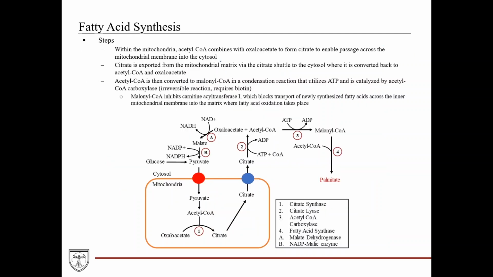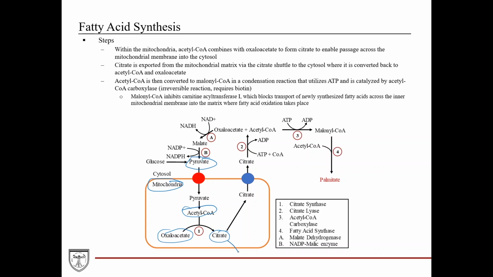So now we'll go through the 2 phases of fatty acid synthesis, or the steps. The first phase here is you've got pyruvate that you've synthesized as a result of glycolysis. Remember, that gets transported to the mitochondria from the cytosol, where it gets converted to acetyl-CoA, our starting point for fatty acid synthesis. And remember, it can combine with oxaloacetate to form citrate, which is catalyzed by citrate synthase, which is the first step in the citric acid cycle.